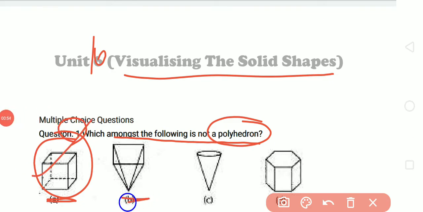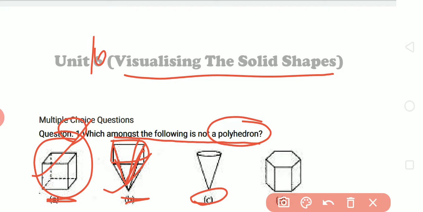Here you can see that the base is a rectangle and all the side faces are triangles. So it is a category of the pyramid. And you know that rectangle and triangle both are polygons, so you can say that yes, B is a polyhedron. Let us come to the C part.